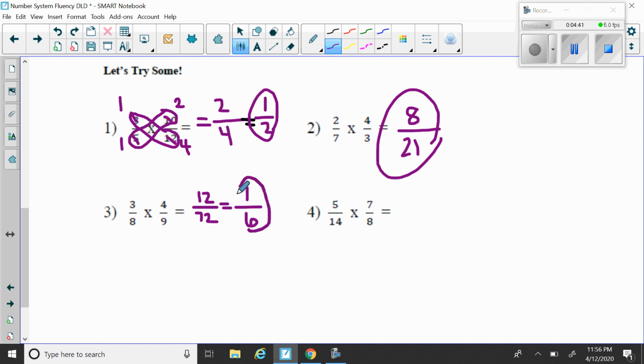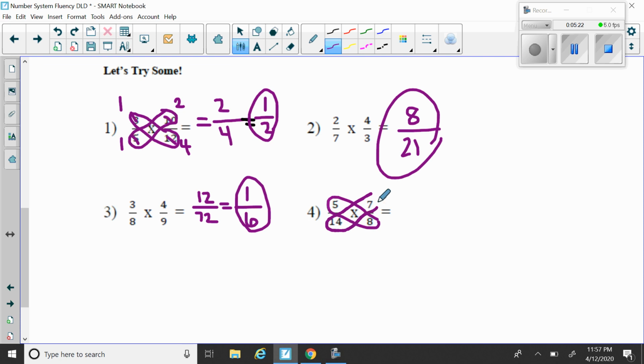Now, if you weren't too keen on that or didn't know exactly that it went in that many times, we could have simplified it and kept simplifying it. For example, if I would have simplified that by 2, I would have gotten 6 over 36. And I would have seen, oh, 6 goes into 6 one time, 6 goes into 36 six times, and I would have gotten the same answer eventually. It just might take an extra step. All right, let's do one more cross canceling one so we can see what that looks like again.